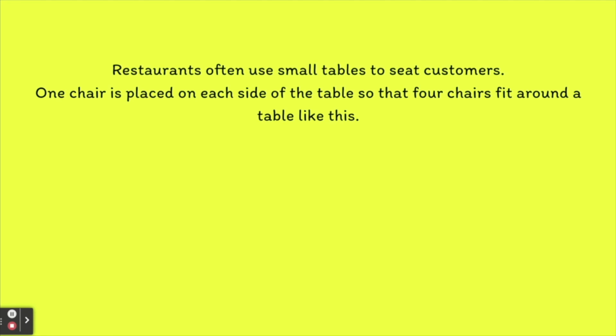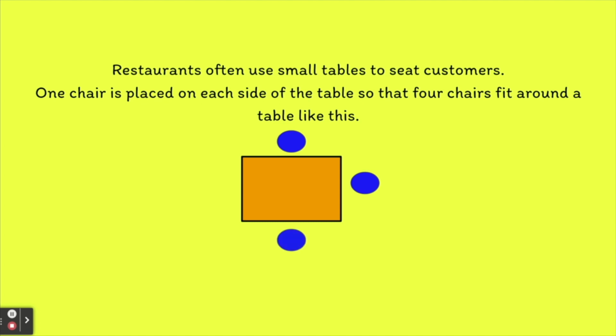All right, so first, here's the problem. Restaurants often use small tables to seat customers. One chair is placed on each side of the table so that 4 chairs fit around the table like this. So here's our table, and we have 1 person, 2 people, 3 people, 4 people. So here's where the 4 chairs are and the 4 people can sit. If it's 4 people at the table.